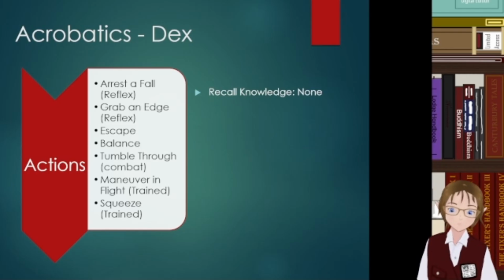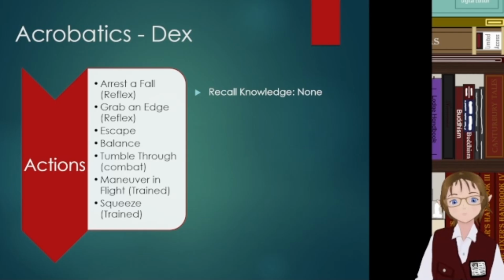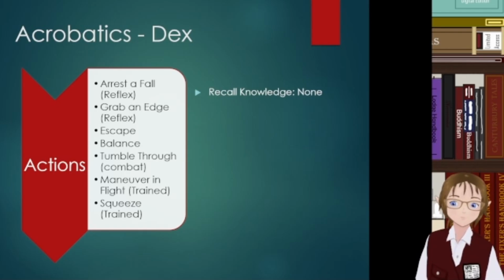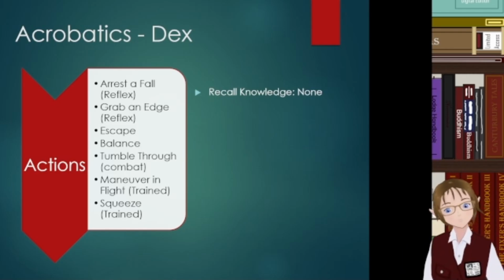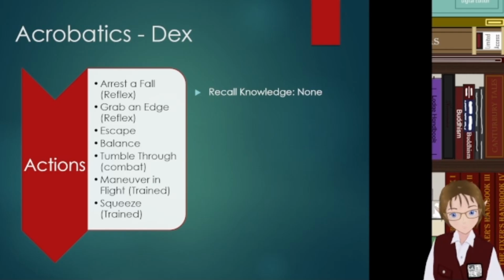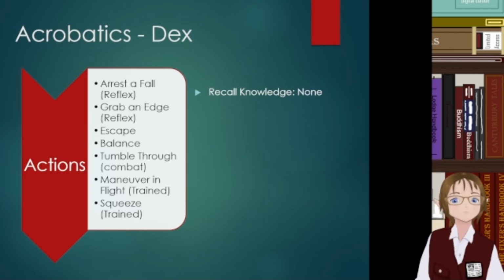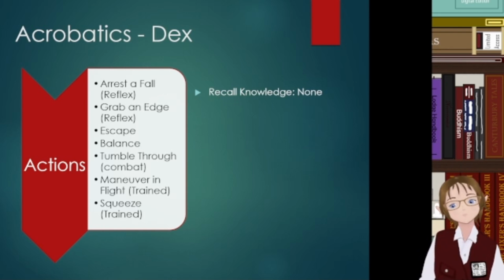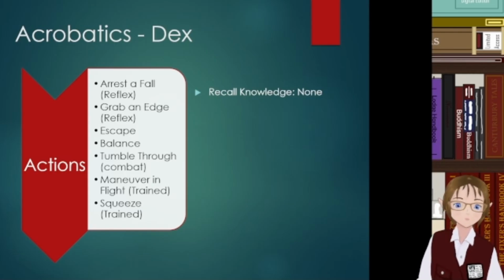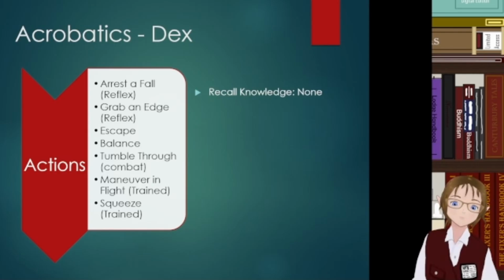If a GM wanted to give a recall knowledge ability with this, I would personally make it recognizing a certain acrobatic act or how experienced someone is with acrobatics, but in general, there isn't recall knowledge. If your character is a dex-based character who will be getting into dangerous situations, acrobatics is always a good skill to pick up, but depending on your class, it shouldn't necessarily be your first skill. For example, if you're playing an investigator, you might want to prioritize recall knowledge skills over acrobatics, although you should be able to get both.